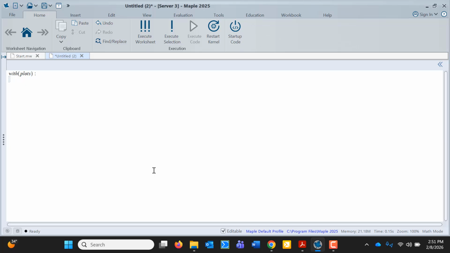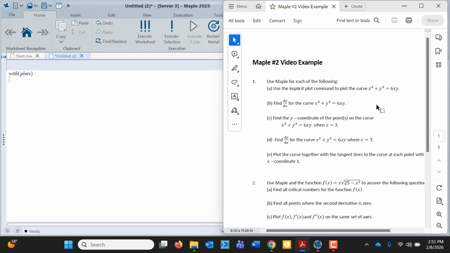All right, now in this first example, we have this curve that we want to graph, and as you can see from some future problems down the line here, we're going to need to take some derivatives and so forth. So in order to not have to retype that equation multiple times, I am going to define this curve here as something, and I'm just going to call it curve.